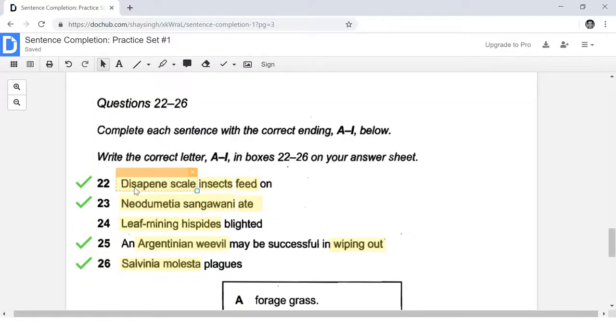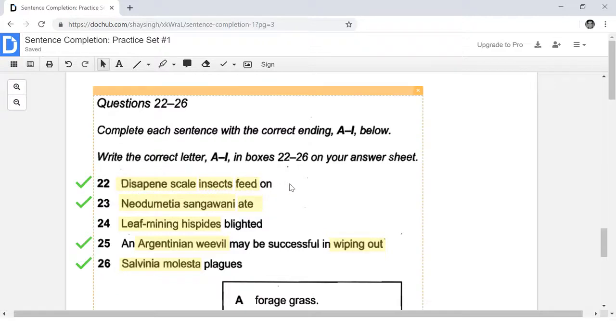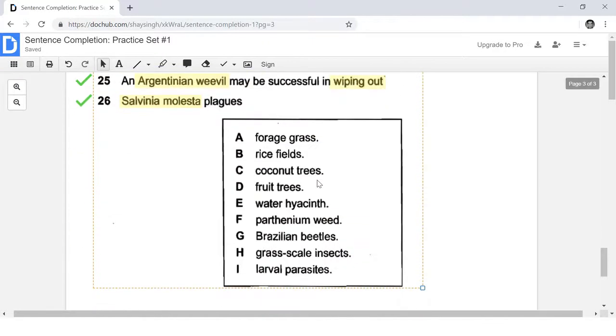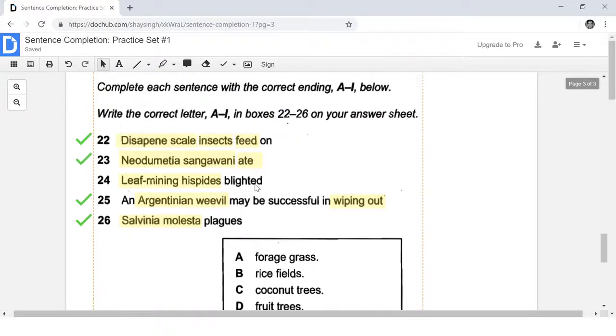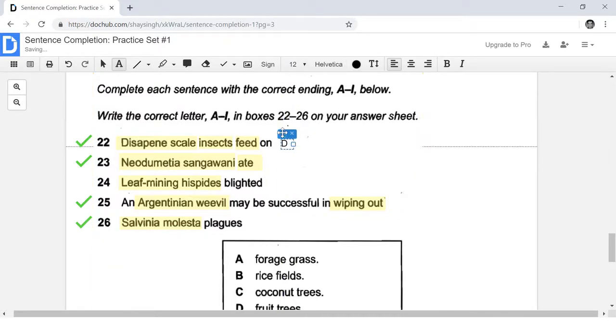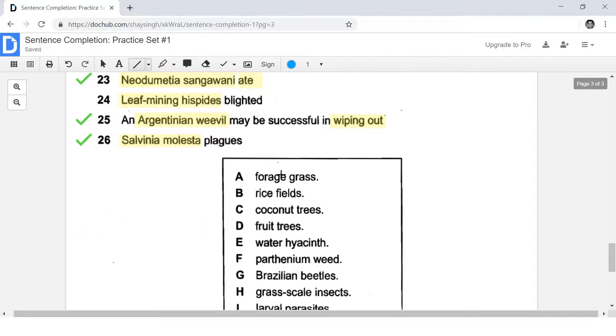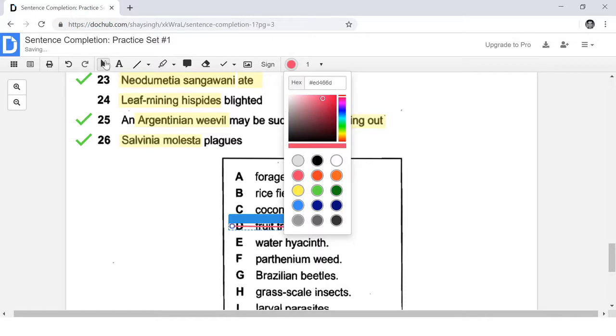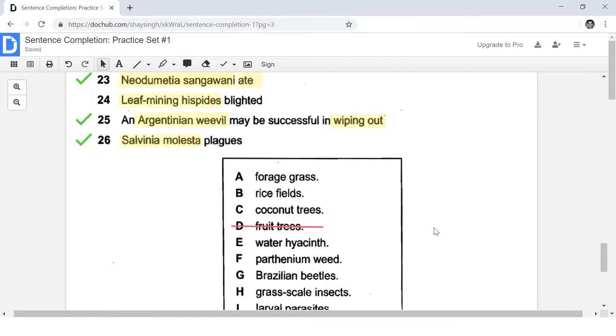Remember, it says diaspin scale insects feed on what? What do they feed on? They feed on fruit trees. So the correct answer here is going to be D. All right, correct answer is D. At this point, what you can do is put a line right through the answer choices so that you know that you've already used that answer choice. You don't have to do it, but it's there if it helps you.